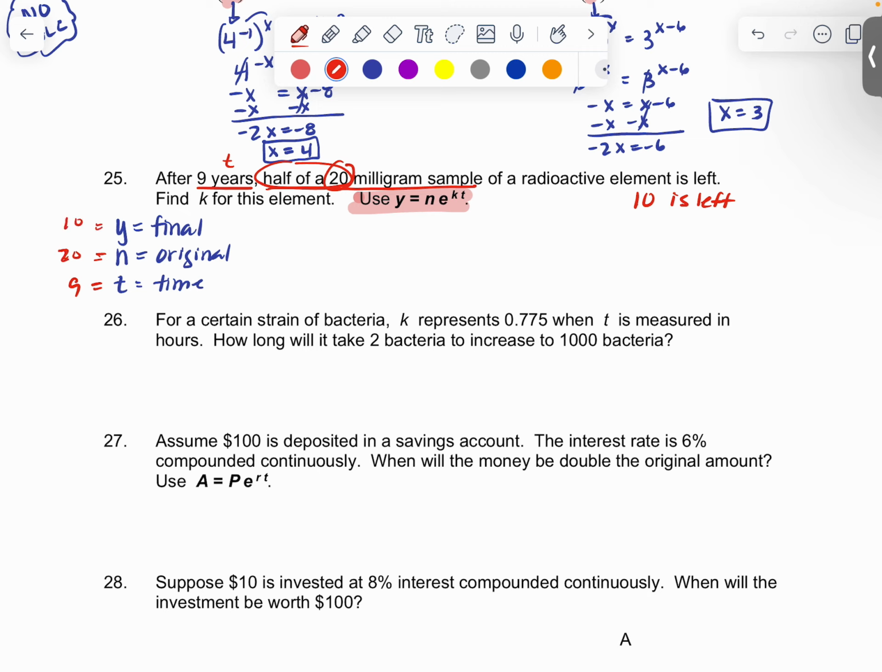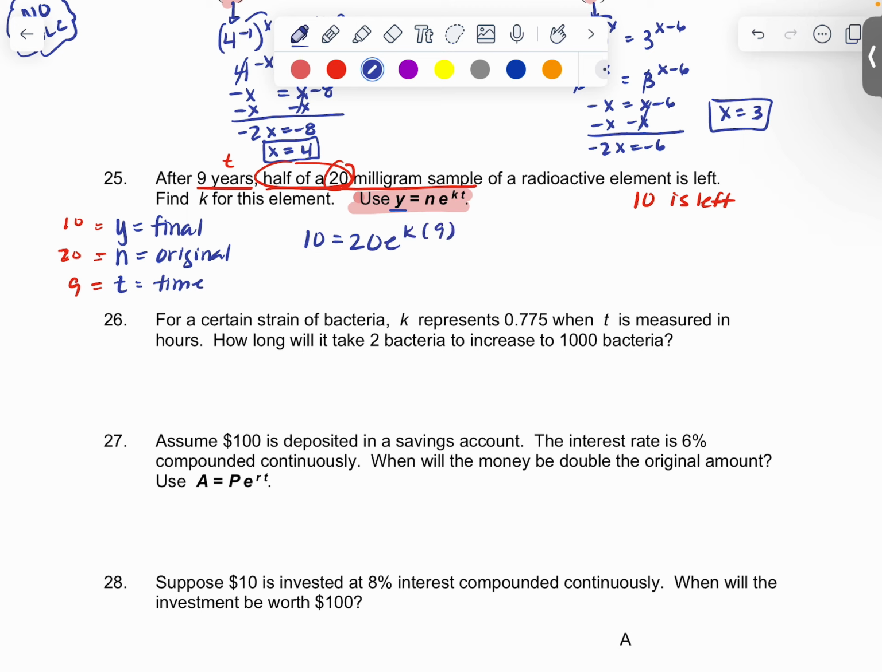Now one thing I notice here is that this radioactive element is decaying. It's getting smaller and smaller as time goes by. That means that your K has to be negative. So keep that in mind. If you're not getting a negative answer, you're doing something wrong. Probably you're switching the Y and the N. So let's plug this in. We have Y, which is 10, equals N, which is 20, e to the K times 9.